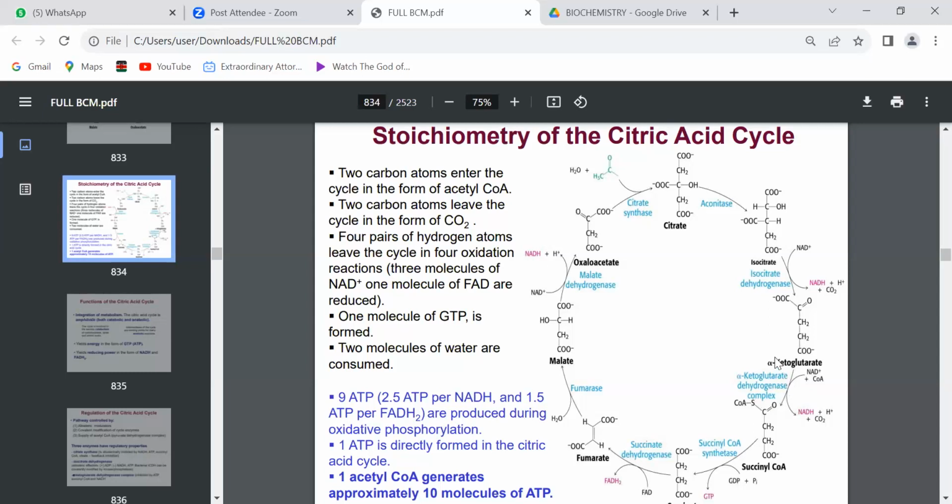The other regulation point is isocitrate dehydrogenase. This enzyme is also affected by the levels of ADP, which when we have more of it, increases the activity. Then we have NADH, which reduces the level of activity of isocitrate dehydrogenase. Those are the regulation points for the TCA cycle. So we have those three.